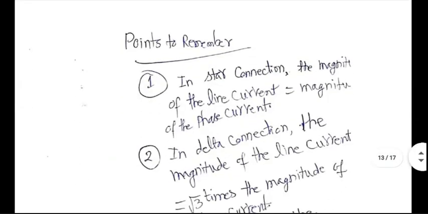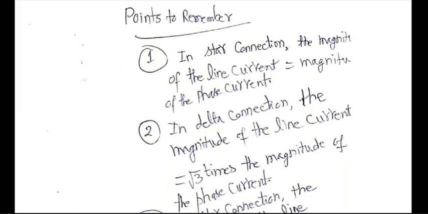There were some points to remember. We have done all this in the previous lecture. I'm just going through it once again. A few things to remember when comparing star system with delta system are given here. In the star connection, the line current and phase current have the same magnitude. In delta connection, they differ by a factor of square root of 3. Line current is higher. We'll show that soon.